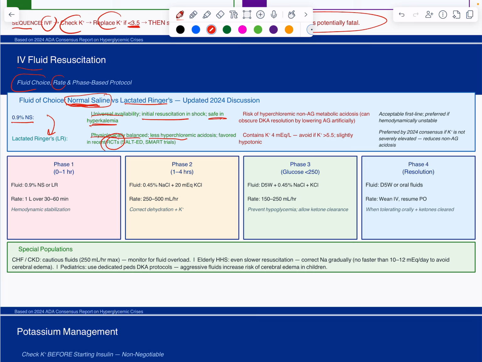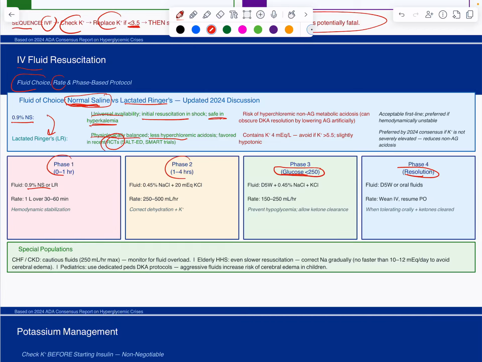In IV fluid resuscitation, there are usually 4 phases. Phase 1 is the first hour. Phase 2 is from the first hour to 4 hours. Phase 3 starts when the glucose drops to less than 250, and phase 4 is usually the resolution. In phase 1, you want to start IV fluid. I don't care whether it's NS or LR, just start on something. After you check the potassium, if it is high, you should avoid LR. But usually just start with NS, that's fine.